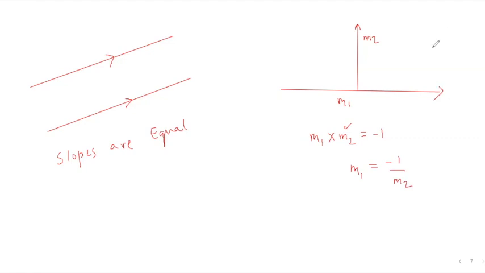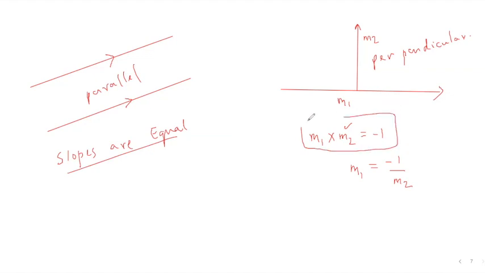Is that fine? So if these two lines are parallel and perpendicular, so these are the two conditions that you've got to write down. Very important. This is very, very important.